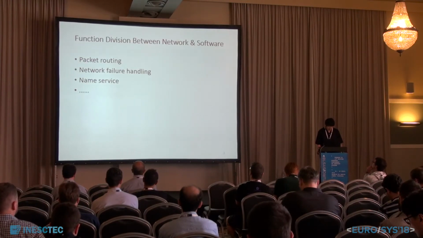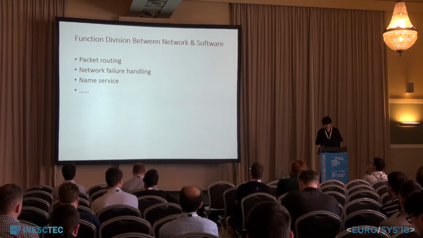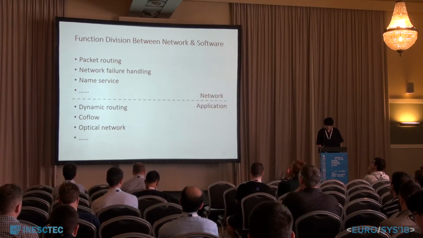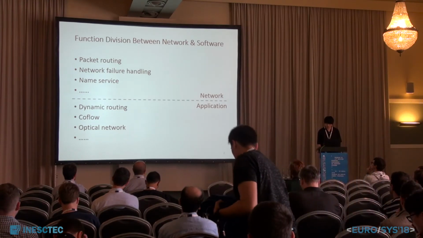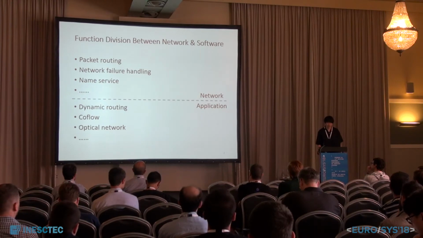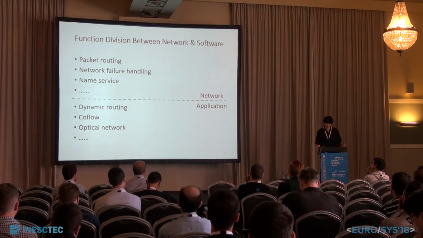There is a fundamental question about the function division between network and software. The network is responsible for packet routing, network failure handling, and name service. But recent works, like dynamic routing and co-flow optical networks, all need the help of the application. So there is a problem of what should be put into the application, and the other problem is how to integrate application and the network.